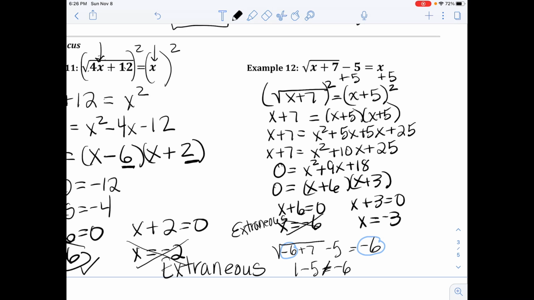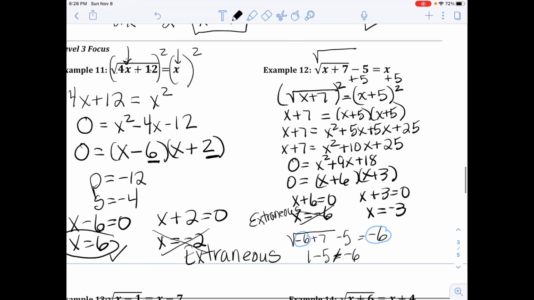Let's try -3. So we're going to substitute in -3. -3 plus 7 is 4. Square root of 4 is 2, right? So, up at the top now: the square root of -3 plus 7, minus 5, equals -3. Does it work? The square root of 4 is 2. 2 minus 5 is -3.